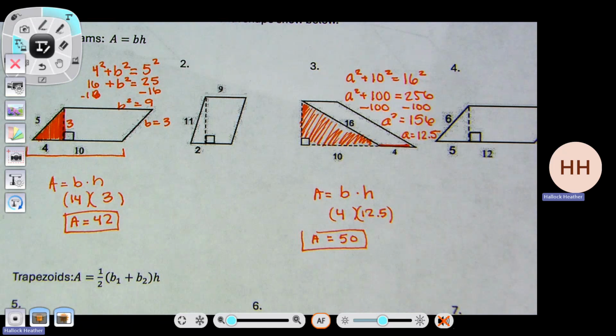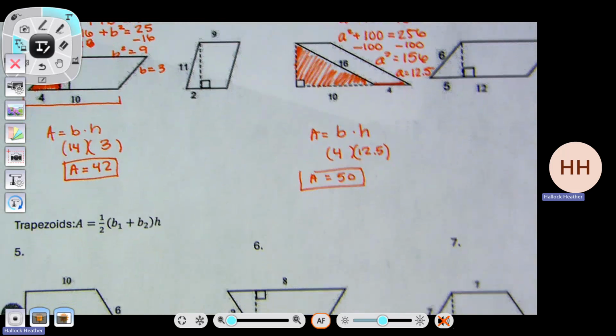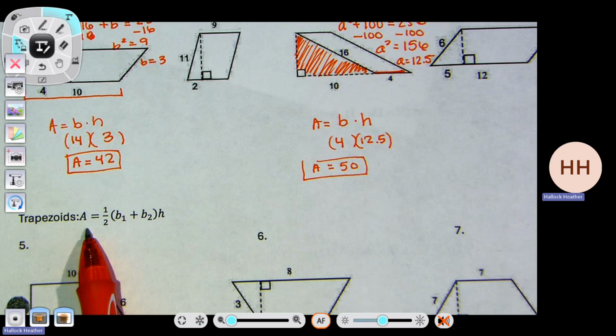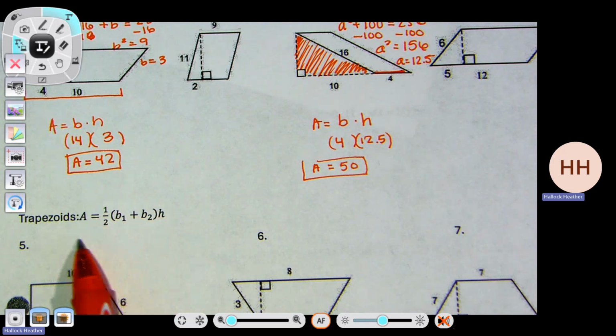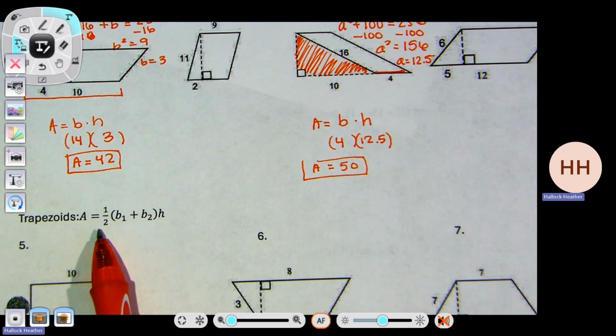Trapezoid is another shape that you should have technically used at some point in your life. This may have been in 6th grade. I don't really know. Maybe 5th, maybe 6th. The formula for a trapezoid is 1/2 base 1 plus base 2 multiplied by the height. This is on your reference sheet. You don't have to remember it. You just need to know how to use it. Okay. So let's start with number 6.